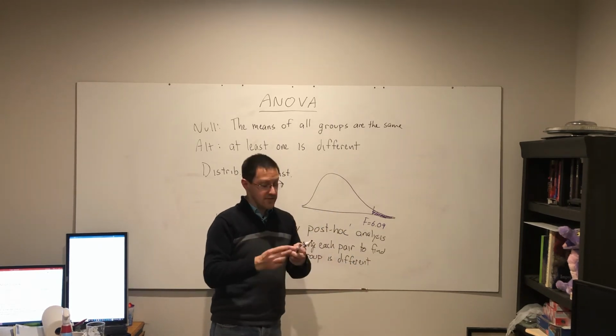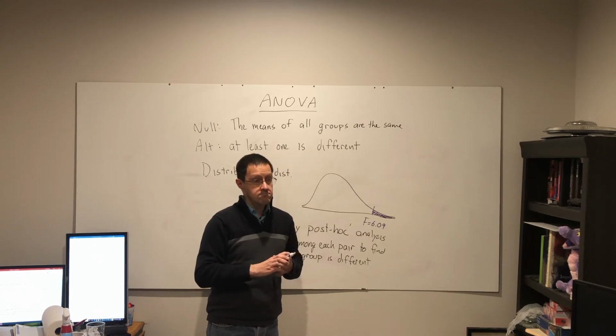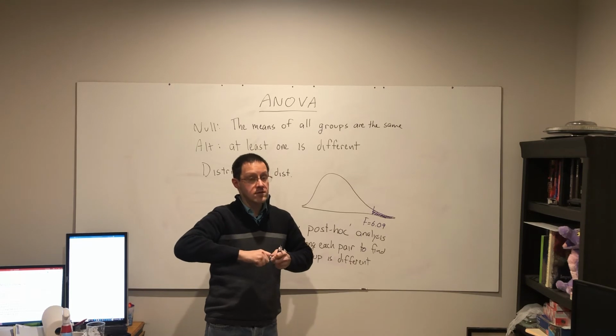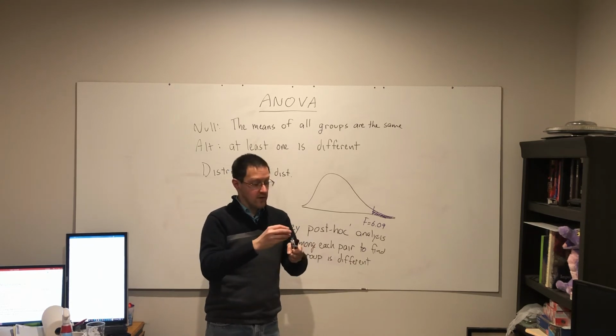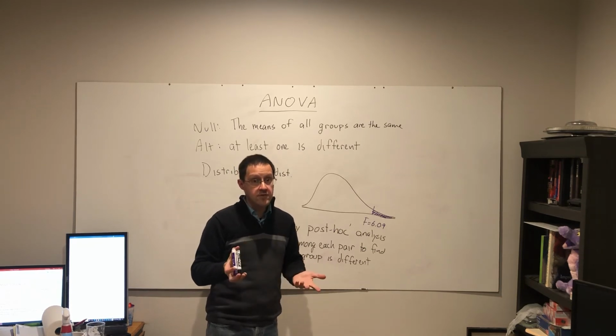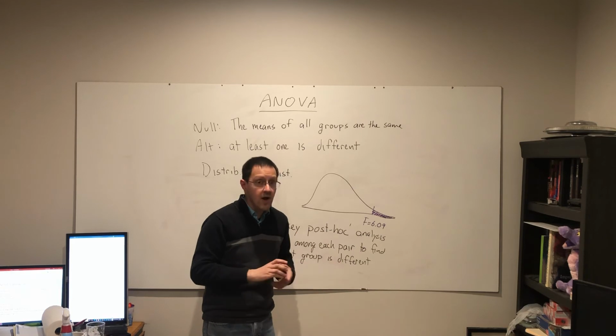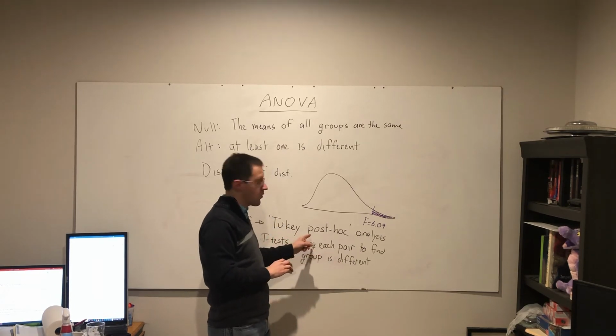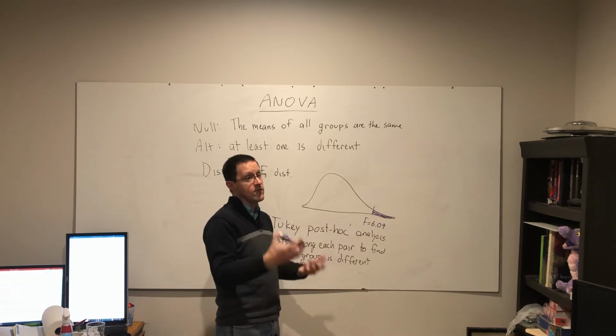Just getting a significant result from ANOVA, strictly speaking, doesn't tell us what's different. All we know is that something's different, something doesn't match. But which one? Or which ones? It is common to then follow up with what's called a Tukey post hoc analysis, or Tukey post hoc set of tests.